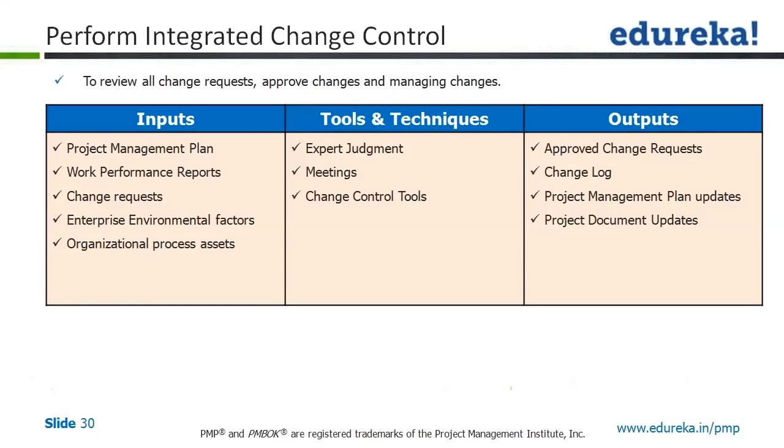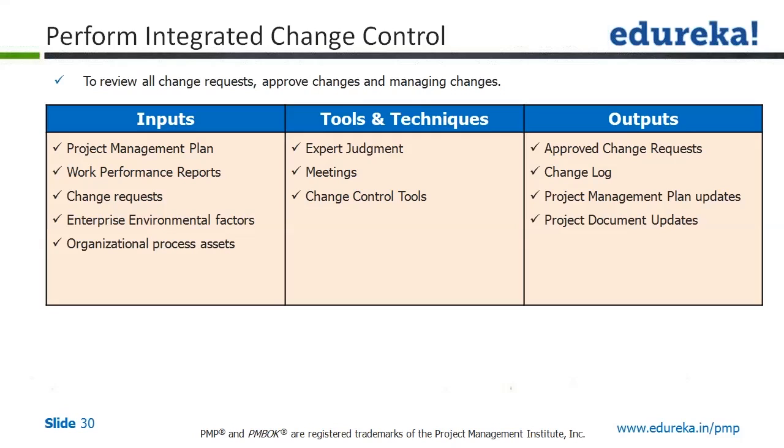Perform integrated change control. So this is the fifth process of the knowledge area project integration management, and the inputs to this process are the project management plan, work performance reports, change requests, and after change requests, what we have is the standard EEF, which is enterprise environmental factors, and then comes your OPA, which is organizational process asset. So you should be very clear on the last two.